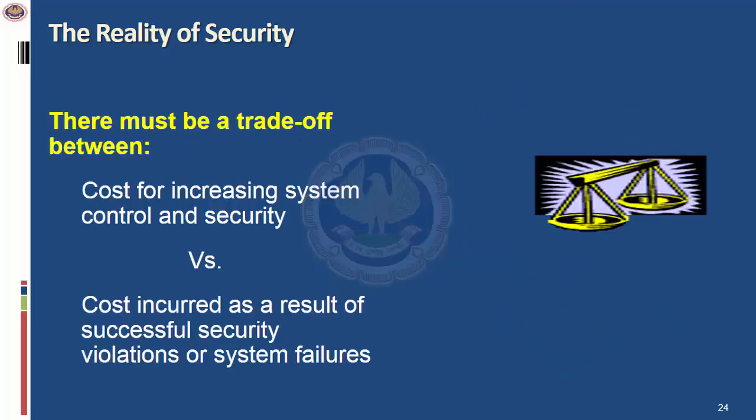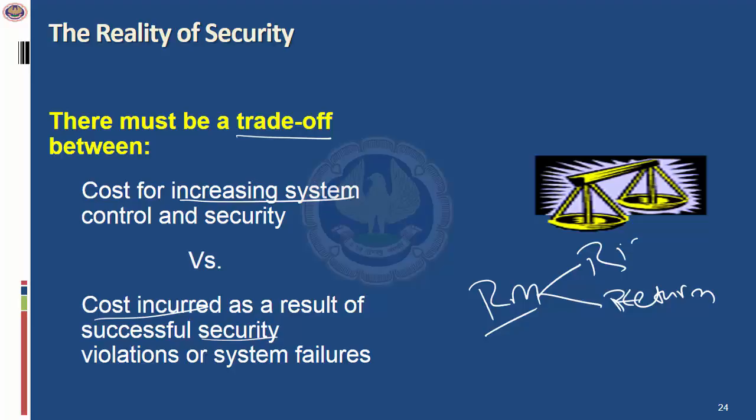The reality of security is there always has to be a trade-off between the cost for increasing the system control and security, which means the cost for mitigating the risk by implementing controls, and the cost incurred as a result of a successful security breach. So you need to look at both, compare both, and validate what is the right level of security. And risk management is all about balancing the risk vis-a-vis the return.